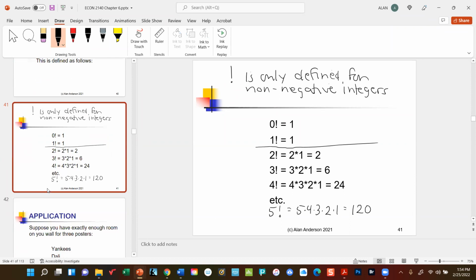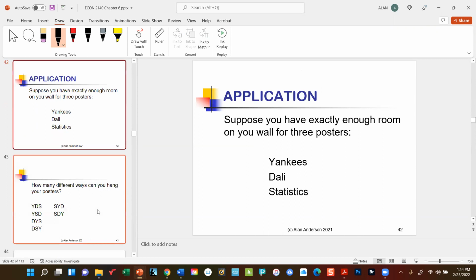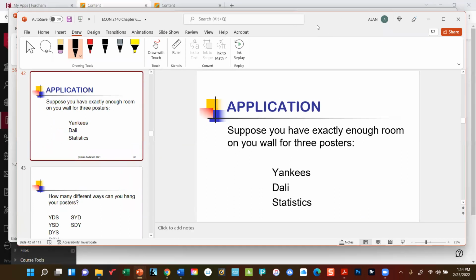Now, what exactly does that tell us? Here's an interesting application of the factorial operator. Imagine the following situation. You've got room on your wall for 3 posters. You own 3 posters. You just moved into your room and you've got 3 posters and you want to hang them up. There's enough room for 3 posters. Those are them. You've got a poster for Yankees, you've got a poster for Salvador Dali, and you've got one for statistics, of course. How can you hang them?